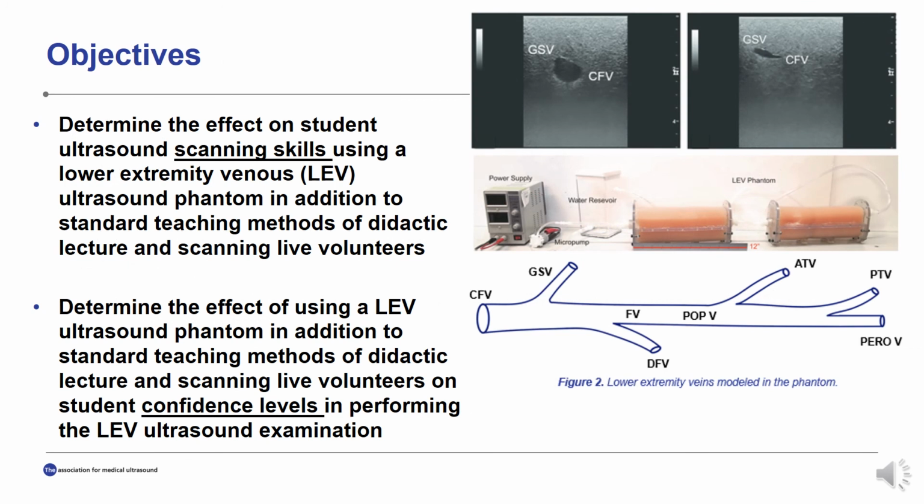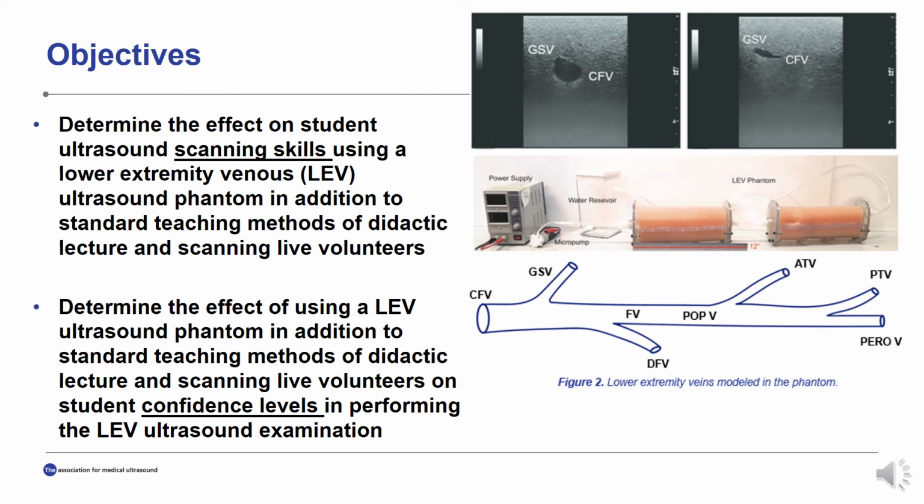The objectives of this study were to determine the effect of the student ultrasound scanning skills using a lower extremity venous phantom, in addition to standard teaching methods of didactic lecture and scanning live volunteers, and to also determine the effect of the lower extremity venous ultrasound phantom in addition to standard teaching methods and didactic lectures as far as developing confidence in the student.